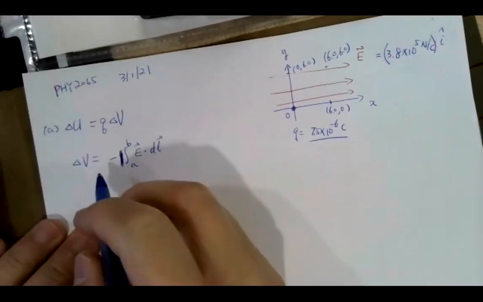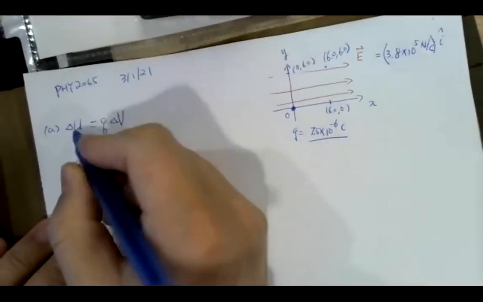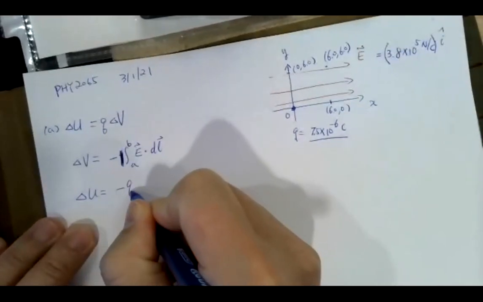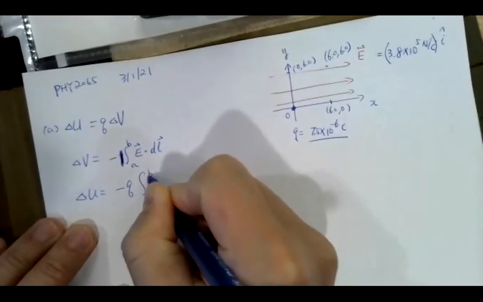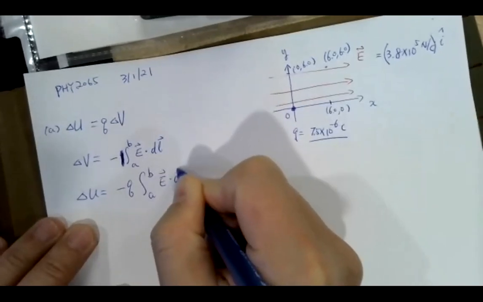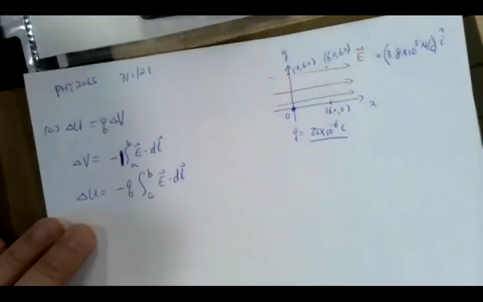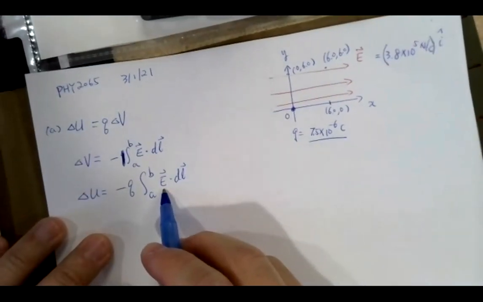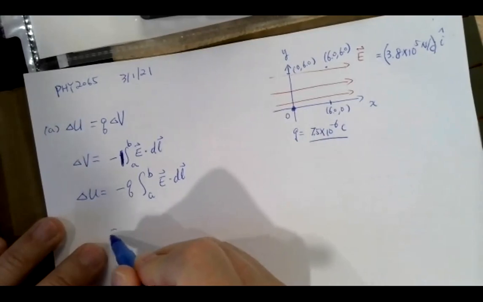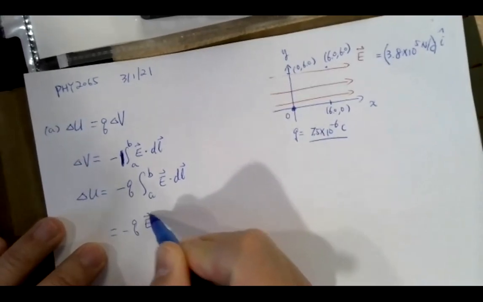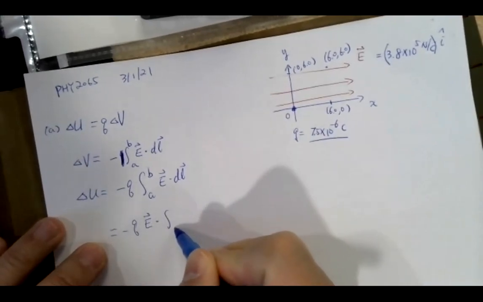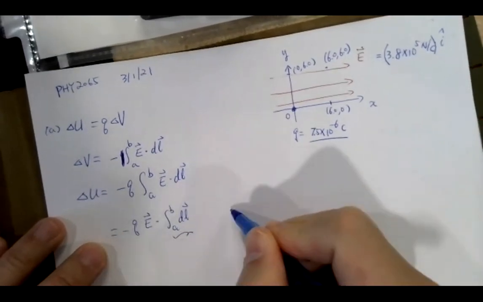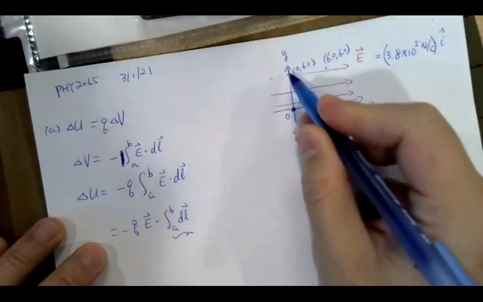All right. So if you are looking for delta U, then you would have Q in front, so minus Q integral from A to B of E field dot delta L. Okay. So the E field is constant, so you can actually put the E field in front. So this would be minus Q E field dot the integral from A to B of dL. Okay.